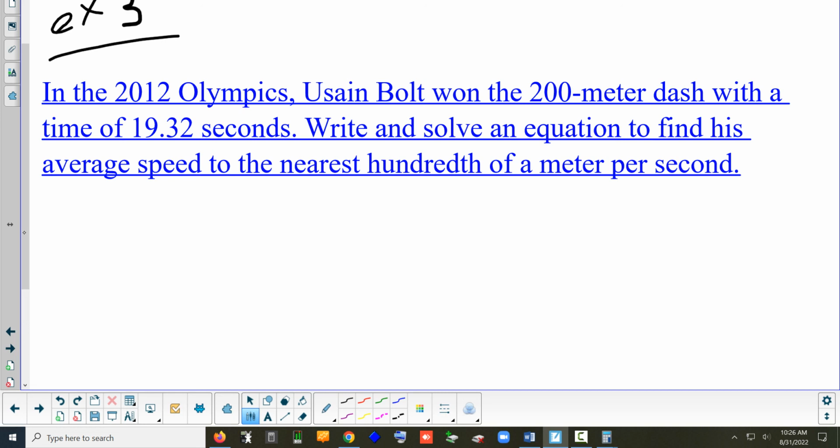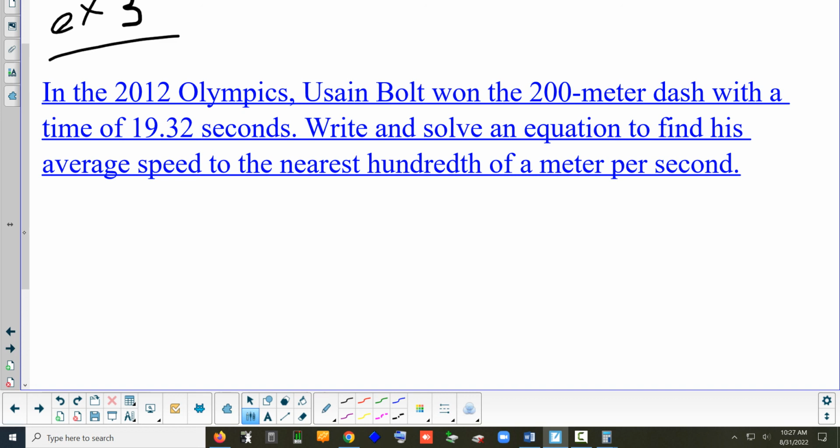So it says in 2012, Usain Bolt won a 200-meter dash with a time of 19.32 seconds. Write and solve an equation to find his average speed. Now, the reason it says average speed is because, think about like if you start running. When you start, you're not moving at all. And then as you start moving, you get faster and faster till finally maybe you hit your maximum speed. And you can stay at that maximum speed for a little bit. And then if you kept running, you'd probably slow down again. So his speed might be changing a little, but we're just going to find his average speed.